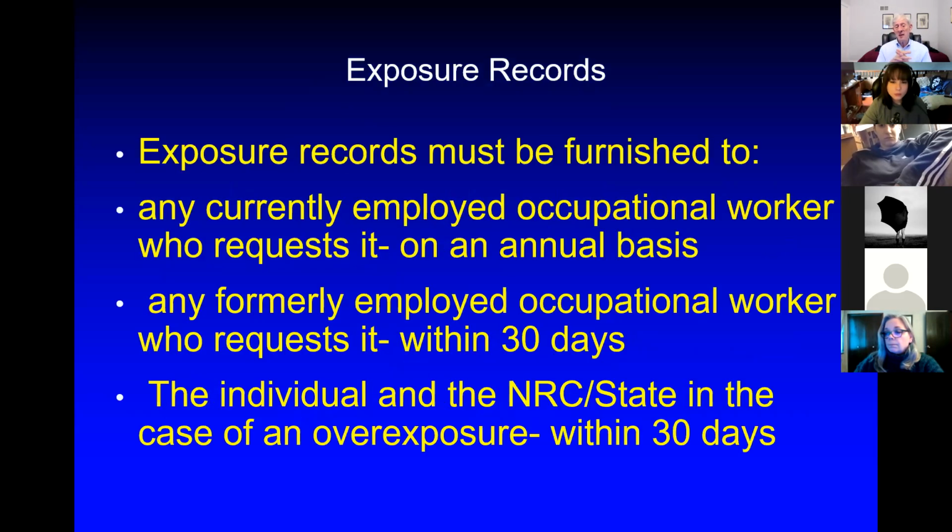Who has to be given exposure records? Number one, occupationally exposed workers, that's all of us, on an annual basis. Number two, if you move to a new job and you petition your former employer, they have to furnish it to you and the new RSO within 30 days. When we have our little quiz in a while, I'm going to ask you a question about this slide. And also, if there is an overexposure, that has to be reported to the NRC, or if you're in an agreement state, the state regulators within 30 days.